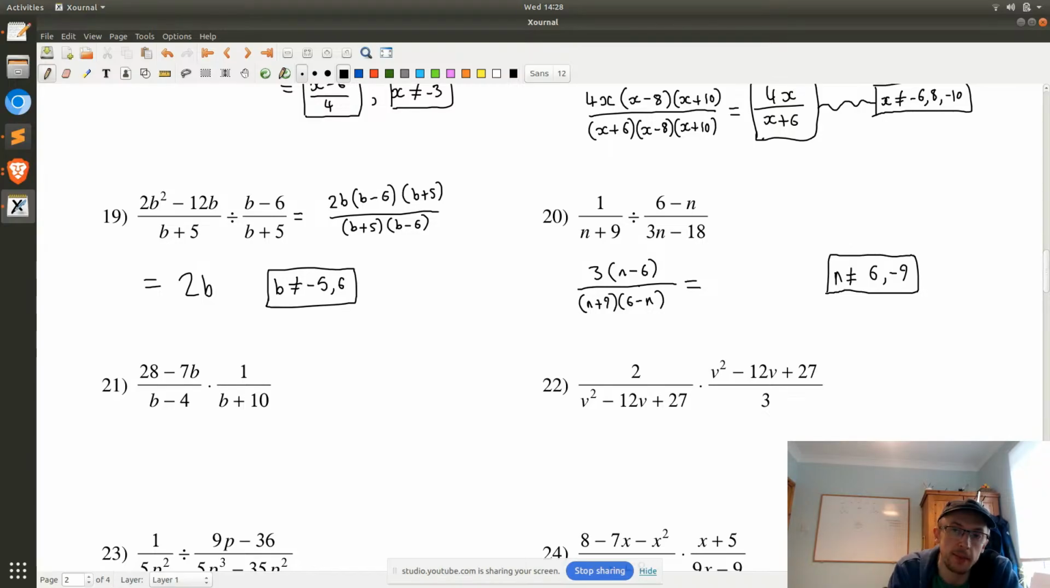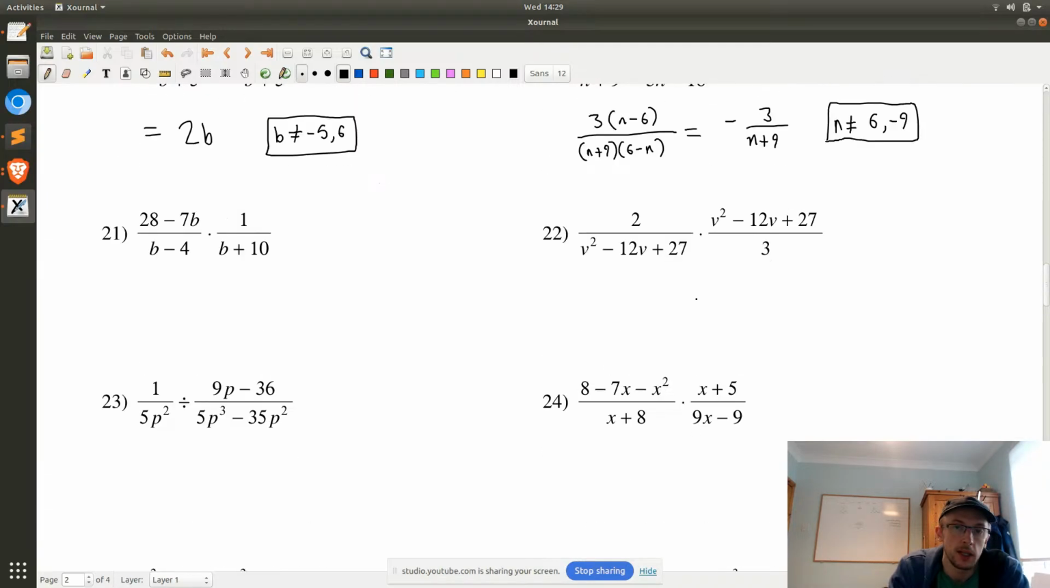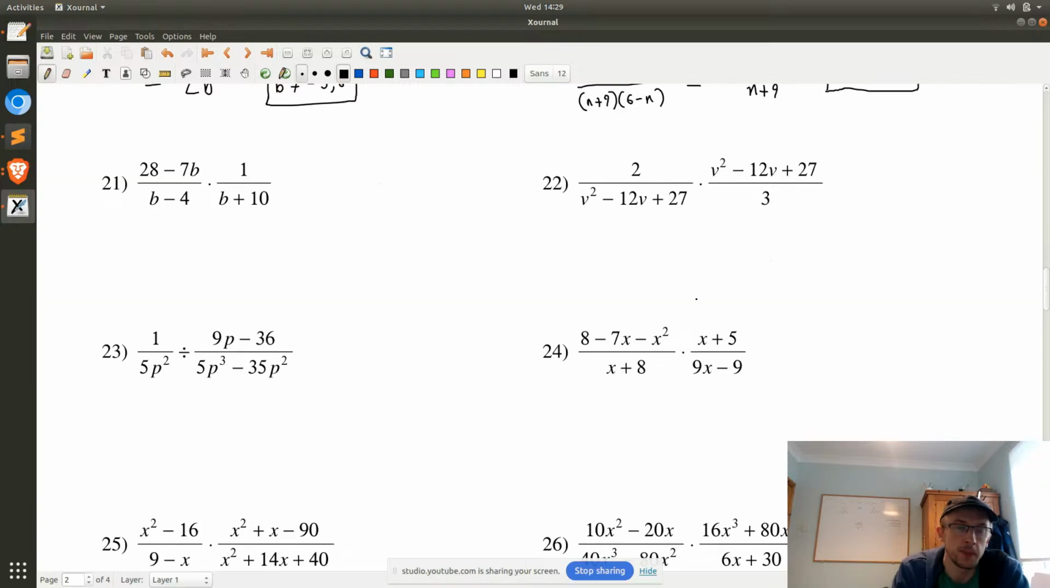It would seem like nothing can be done, but obviously these are negatives of each other. So, if you have that on the domain, so it's negative 3 over n add 9. I believe. Good. Continue.